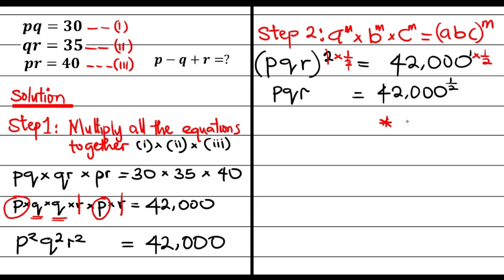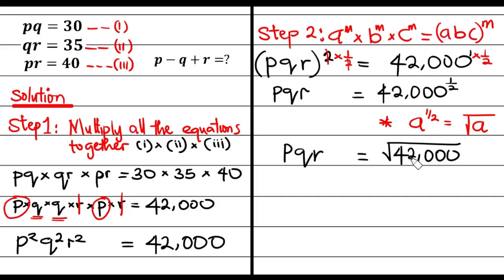Recall that if I have A raised to the power of half, it's just the same thing as square root of A. Hence, I'm going to rewrite this. Now I have PQR equals square root of 42,000. In order to find the square root of this 42,000, I'm going to need to break it down into its components, that is the prime factors of 42,000.